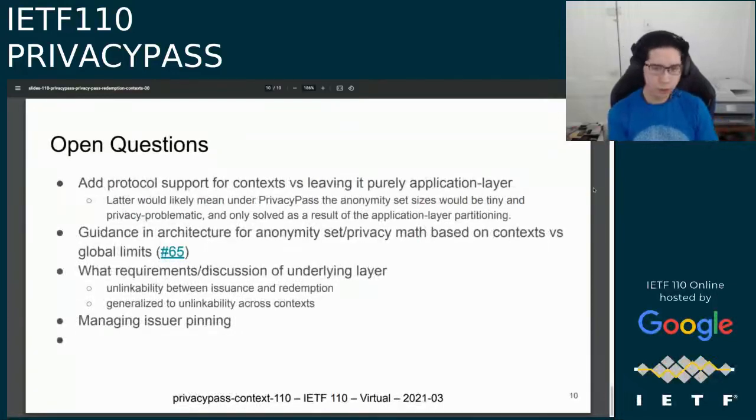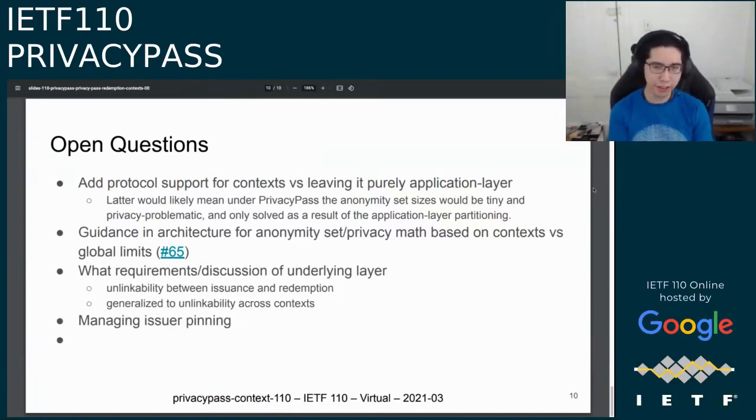So some of the open questions are how much of this sort of context complication we want to add to the protocol in Privacypass, or do we just declare that it's something that each application has to solve on its own? I think if we leave it to the application, this does mean that there's more foot guns in terms of calculating privacy for each application that has its own definition of a context.